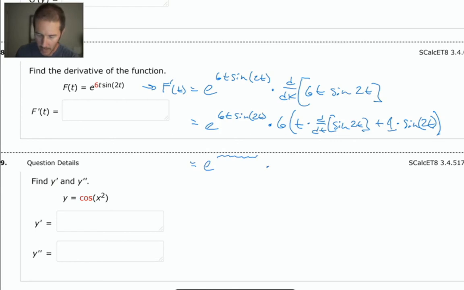Equals e to the blah blah blah times 6 times t times the derivative of sine 2t. Derivative of sine is cosine, so I took the derivative of the outer function. The inner function, 2t, that stays the same, but then the chain rule says I have to multiply by the derivative of the inner function, which is a 2, plus 1 times the sine of 2t. You don't have to write that 1 there anymore. I just wrote it to help relate one line to the next.